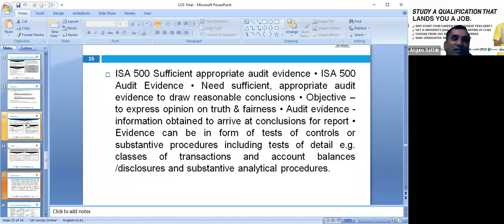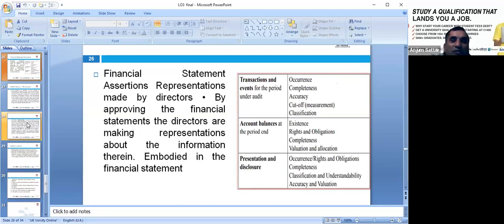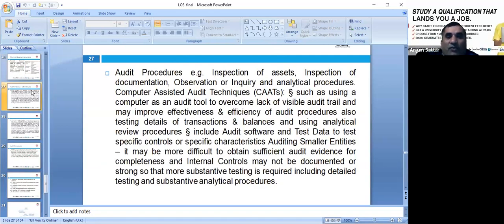We discussed ISA, International Standard on Auditing 500: sufficient appropriate audit evidence is what we require. So when we do this, we need occurrence, when things happen, completeness, accuracy, cutoff, and classification of assets. We can classify current assets and non-current assets, and those account balances: rights and obligations, completeness, valuation, allocation. These we can all look at.